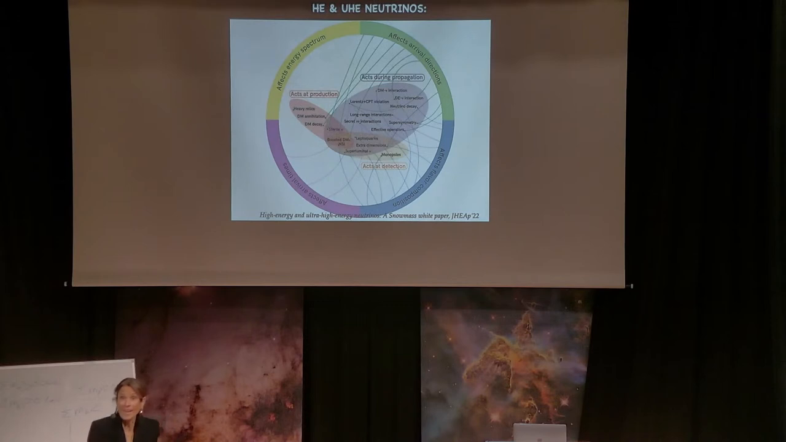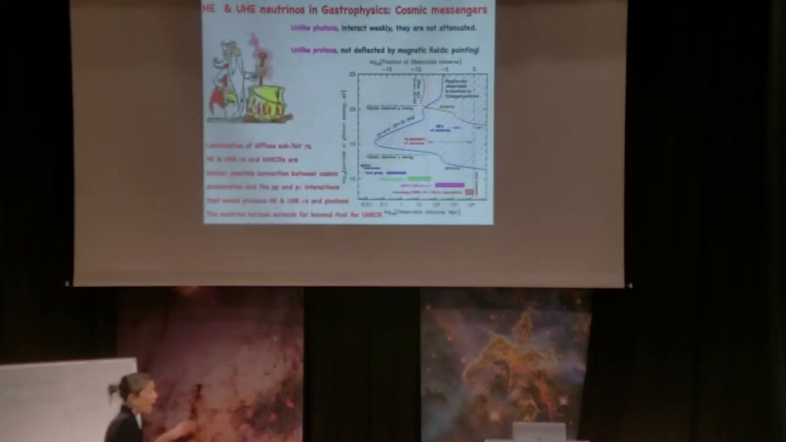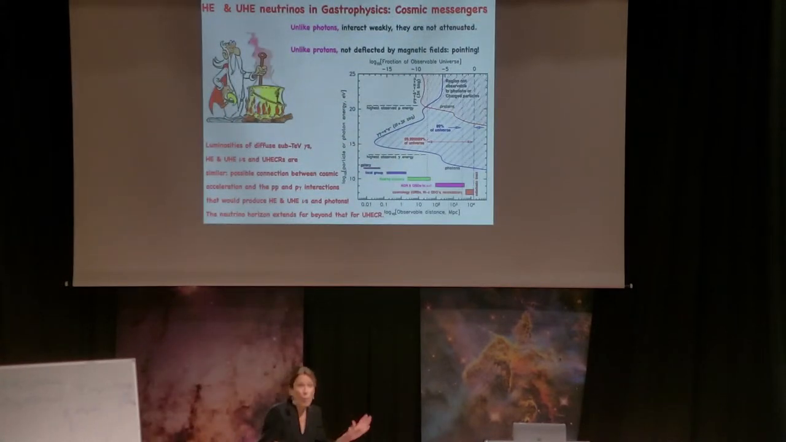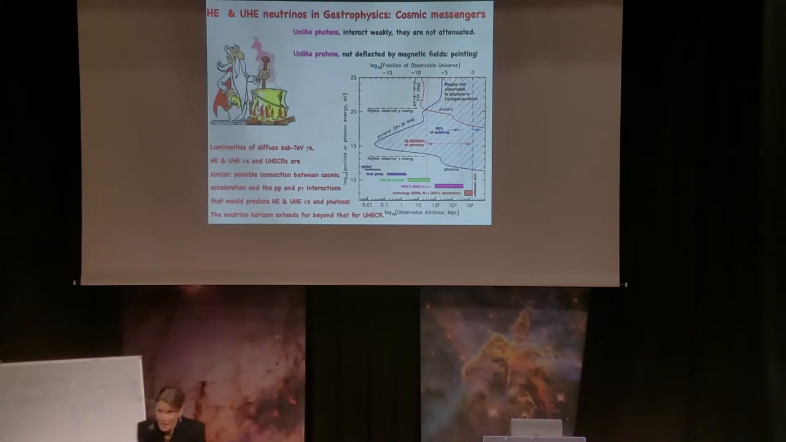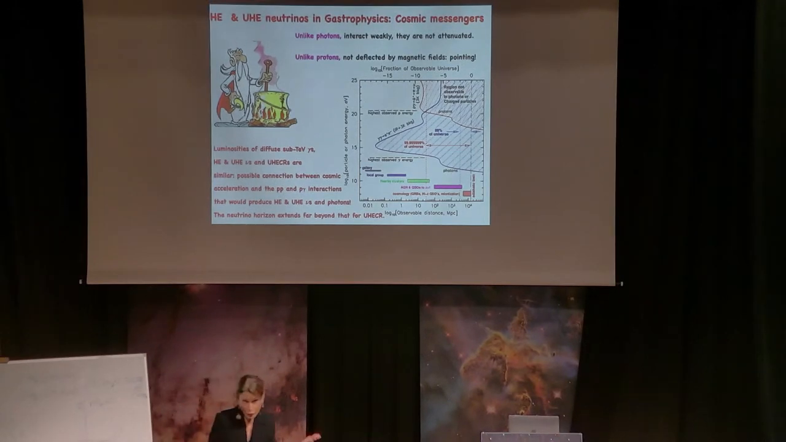So we can learn a lot from detecting high energy neutrinos. Many things. And this is my last slide today, but keep this in mind. What is important for neutrinos? First, they are not charged, so they are undeflected by magnetic fields. Protons are charged and they are deflected by magnetic fields. Neutrinos point directly back to the source.